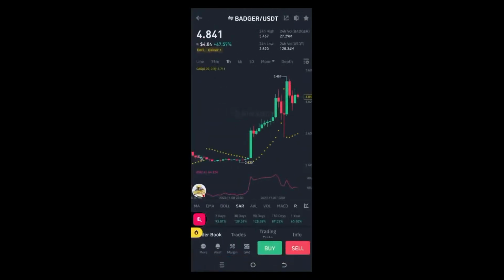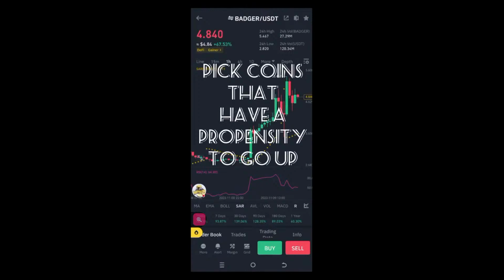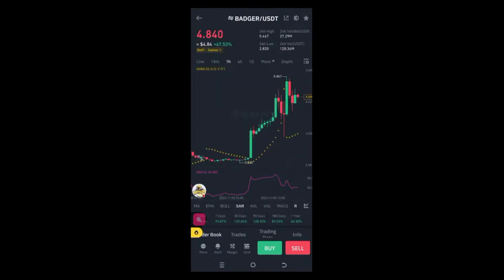Now, what are the things we have to look at? First off, like I always tell you, you have to choose coins that have a propensity to go up. Not just because you're picking a coin that's already on the ground and it might likely go up. No, that is a probability. We're talking about propensity. Propensity is different from probability. Propensity means that it has a likelihood. It's more in the positive that this will rise up.